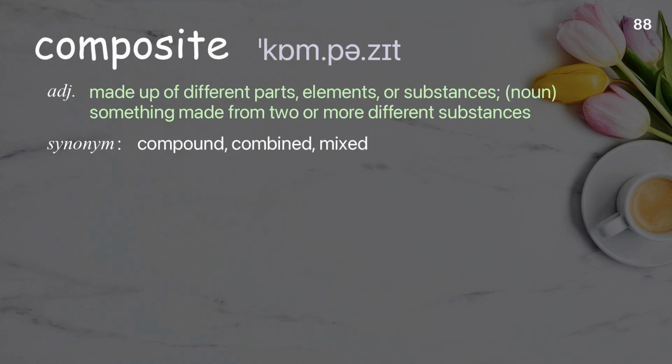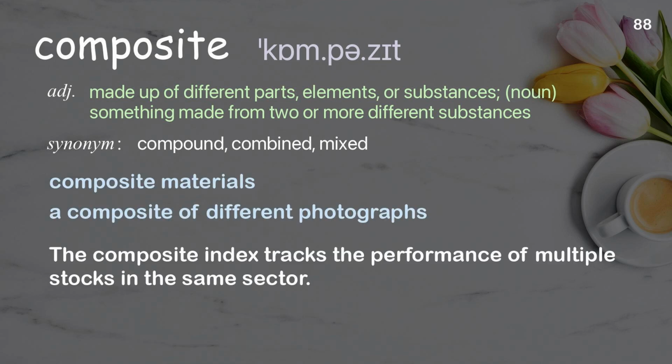Composite. Made up of different parts, elements, or substances. Noun: something made from two or more different substances. Examples: Composite materials, a composite of different photographs. The composite index tracks the performance of multiple stocks in the same sector.